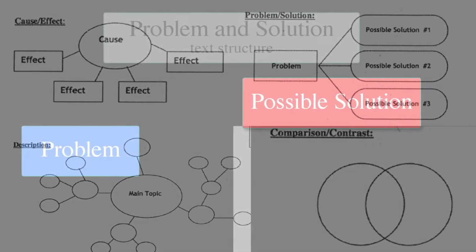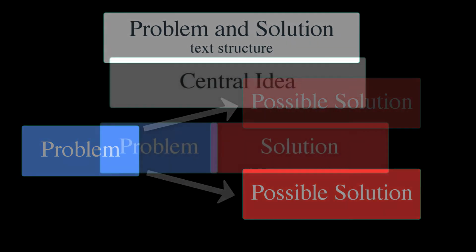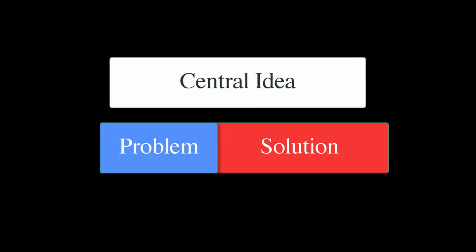The text structure we're working with today is a problem and solution passage. The author presents information and summarizes it as a problem. Then the author describes the solution. Both the problem and the solution are the central idea of the passage.